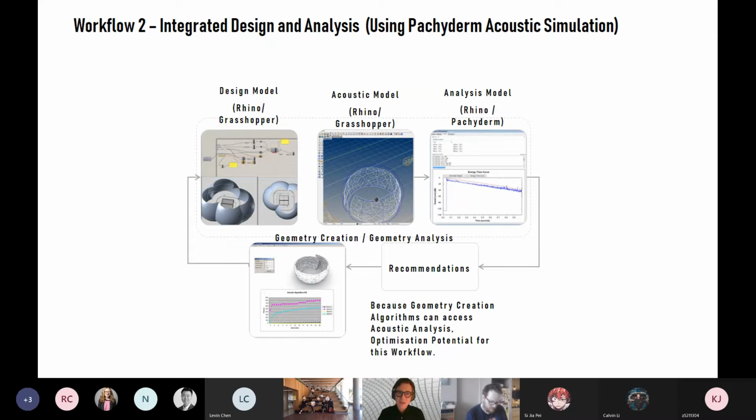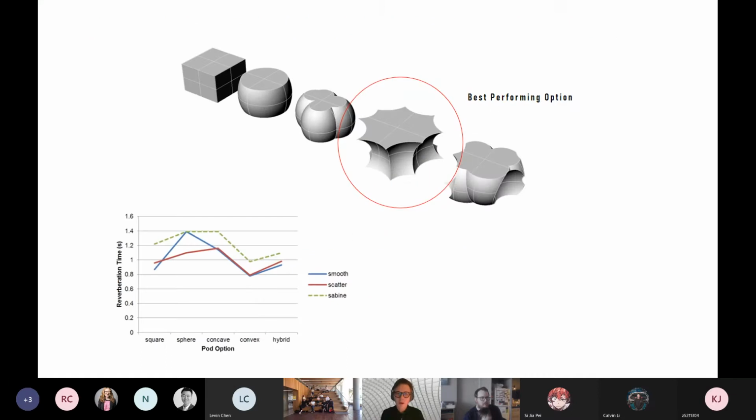And so this is this example of this integrated design and analysis. In a sense, it simplifies the process in that the design model is also the acoustic model, and the analysis can be done simultaneously within the design environment. What this also enables is a computational optimization loop, right? And so we ran a workshop at RMIT, where we taught students to use Pachyderm, and they experimented with different shapes and so forth, and we found that some shapes performed better than others.